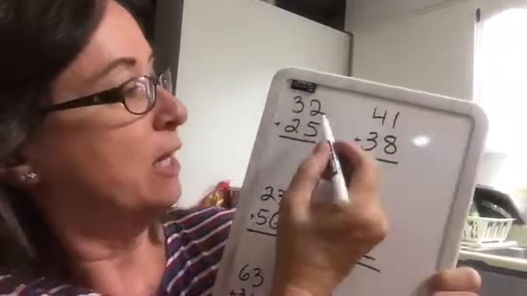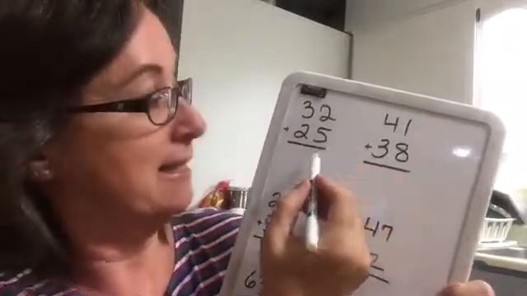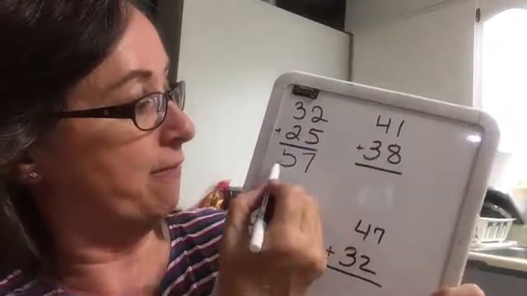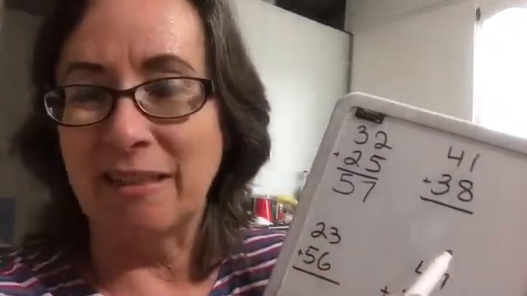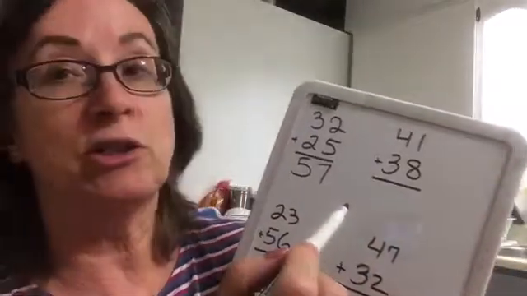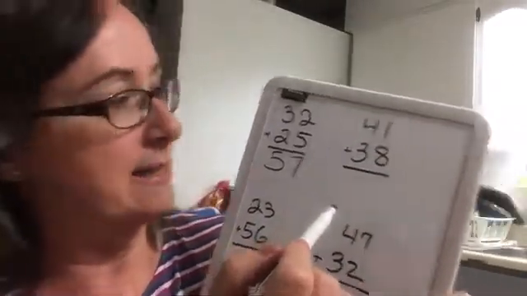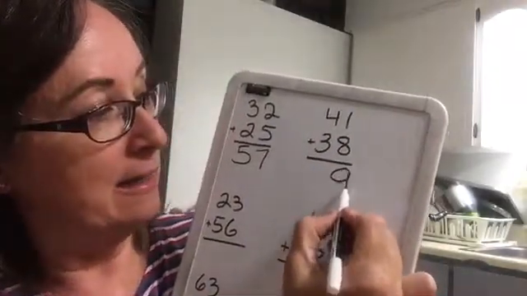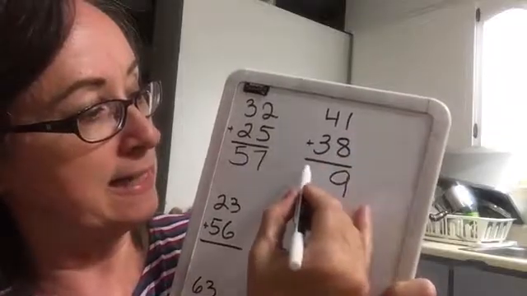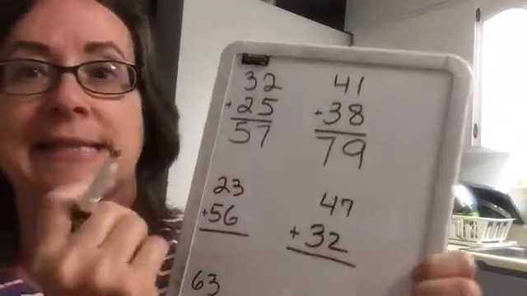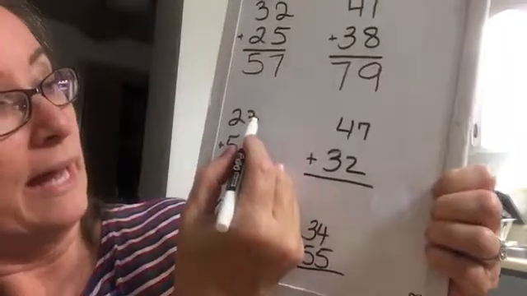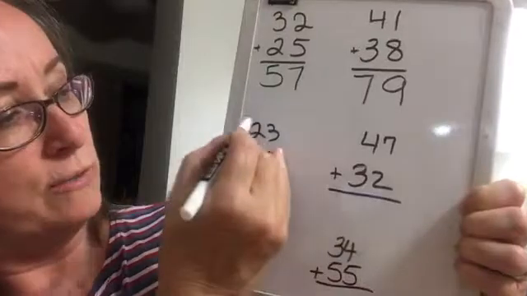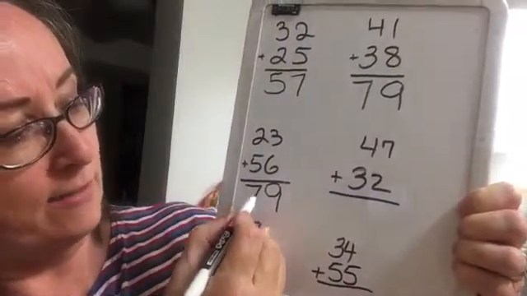Are you ready? 2 plus 5 is 7. 3 tens and 2 tens is 5. Now, we don't have to say 3 tens and 2 tens. I'm just doing that to remind you that those are tens. 1 plus 8 is 9. 4 tens and 3 tens is 7 tens. Okay, 3 and 6 is 9. 2 tens and 5 tens is 7 tens.